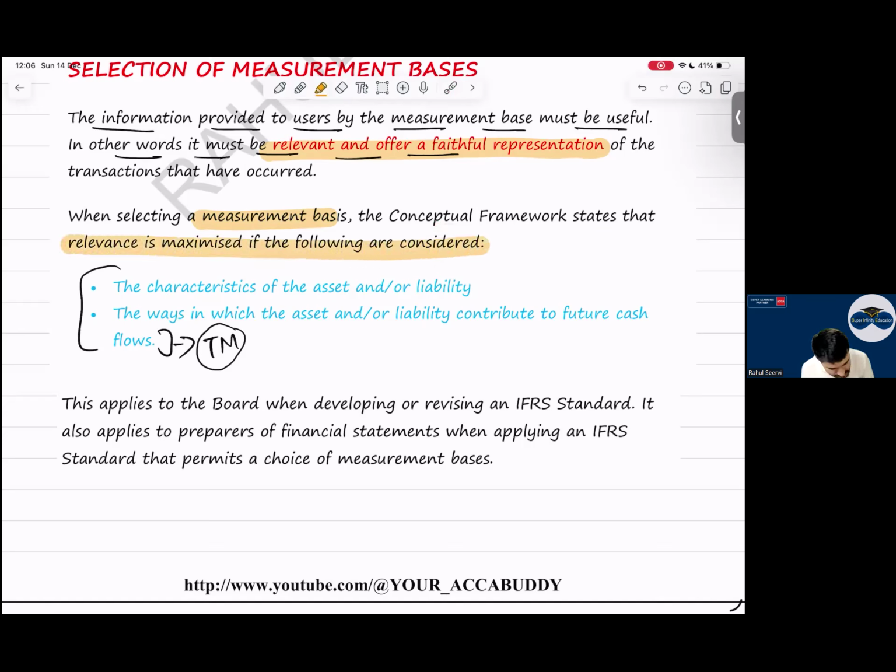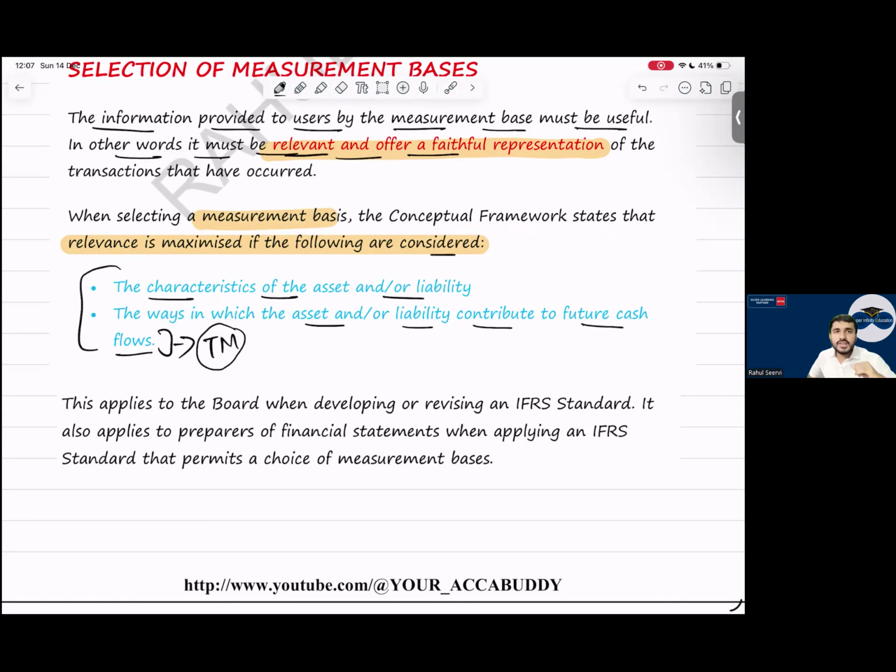So see now, when selecting a measurement basis, the conceptual framework states that this is important. Relevance is maximized when they are saying the information is relevant. When will you say the relevance is maximized? When it will provide good information, when the characteristics of the asset or liability are considered. Can I say that is your crypto, the value is frequently changing? Yes, sir. Then the way in which the asset or liability contributes to future cash flows.